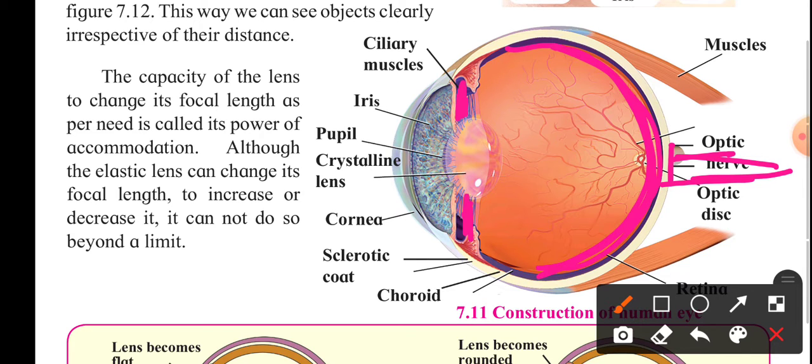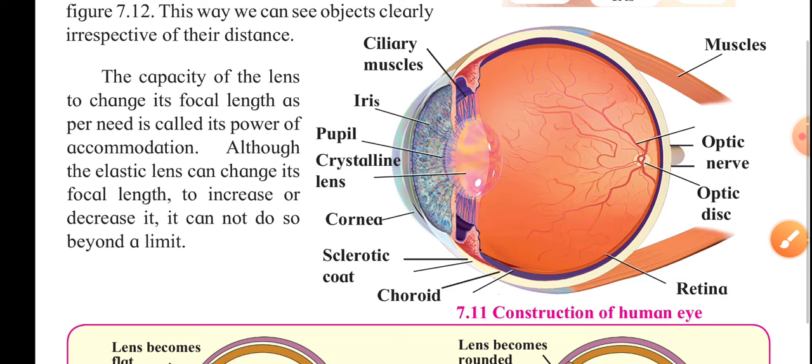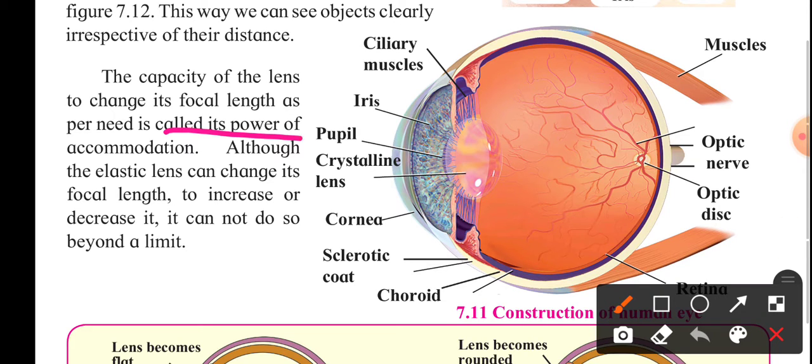After this, when we talk about the human eye, the capacity of the lens to change its focal length as per need is called its power of accommodation. Although the elastic lens can change its focal length to increase or decrease it, it cannot do so beyond a limit. There is a limit to it, and that's why it is called the power of accommodation.